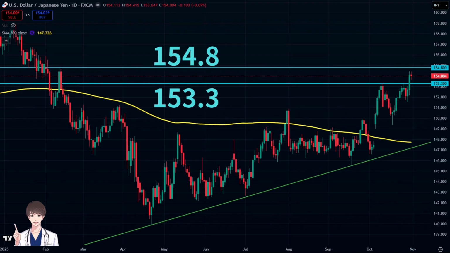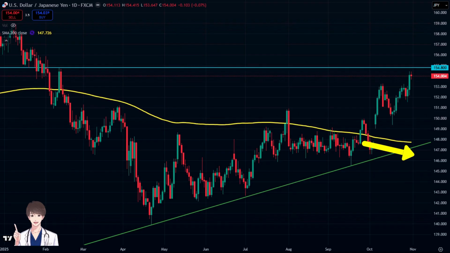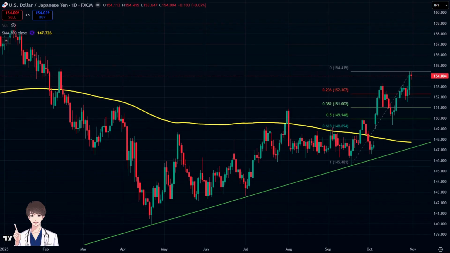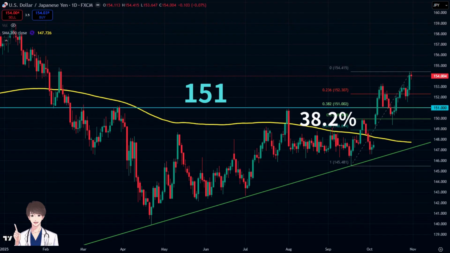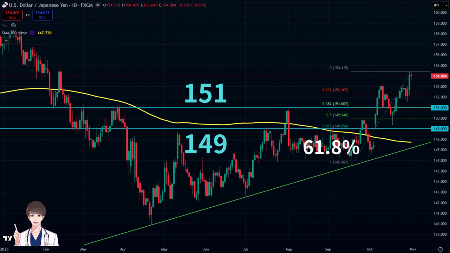154.8. While price remains above the yellow 200 SMA, the moving average still slopes slightly downward, implying that some degree of correction may still occur. Specifically, the 38.2% retracement near 151, and the 61.8% retracement near 149, are being watched as possible pullback zones.